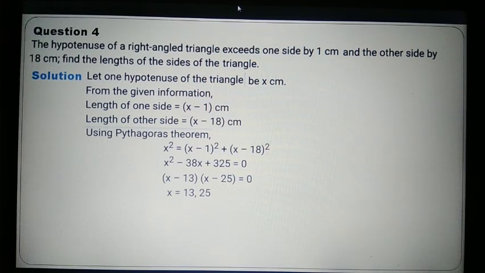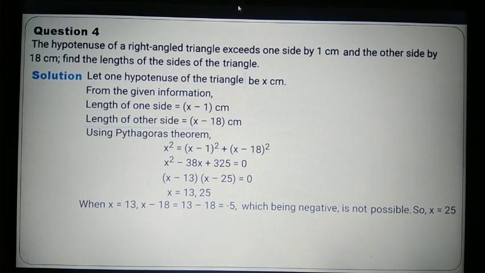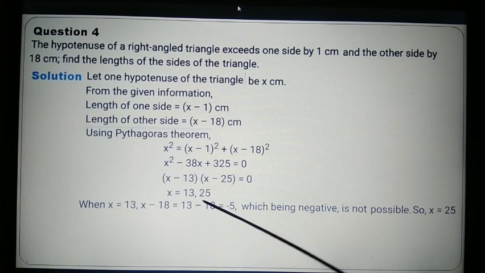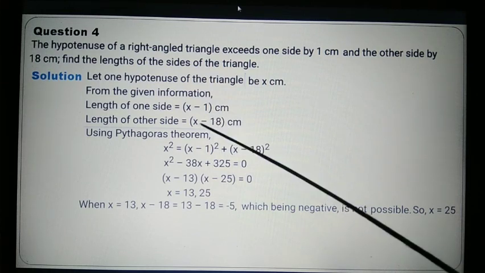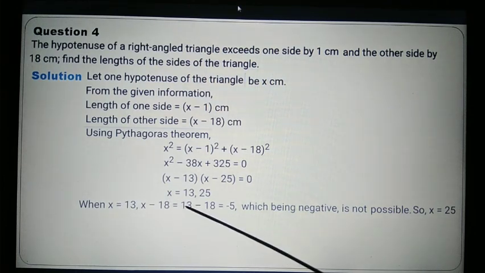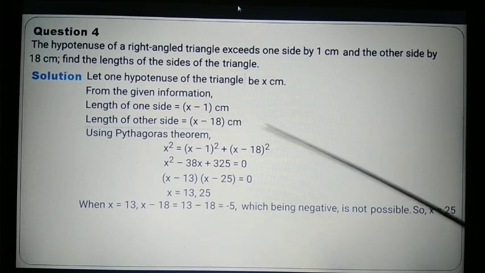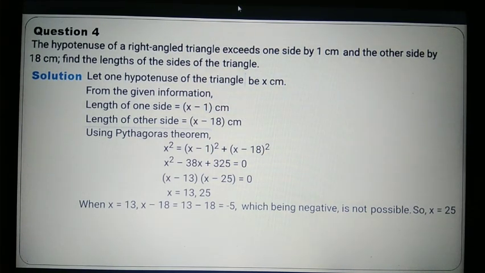Fine. So when x is equal to 13, let's see what happens. There are two values, 13 and 25. When x is 13, one of the sides, x minus 18, becomes 13 minus 18, which is minus 5. So one of the sides is turning out to be negative, which is not possible. So the possible value for x will be 25.